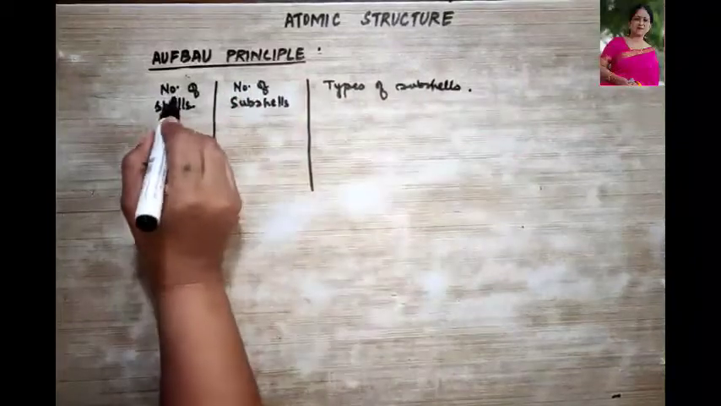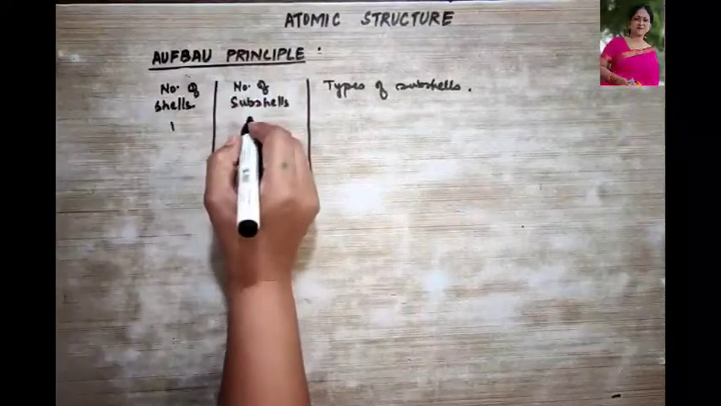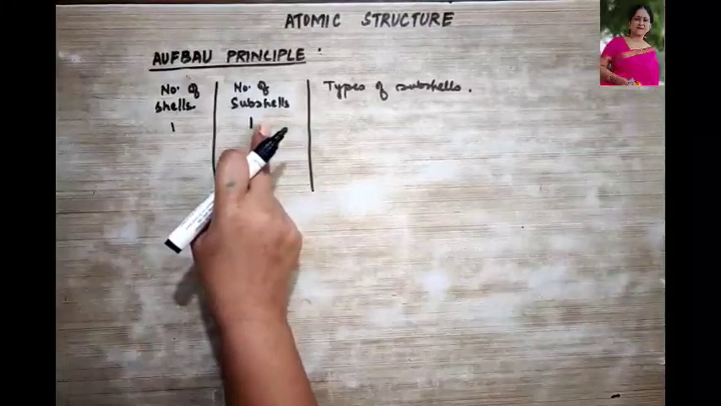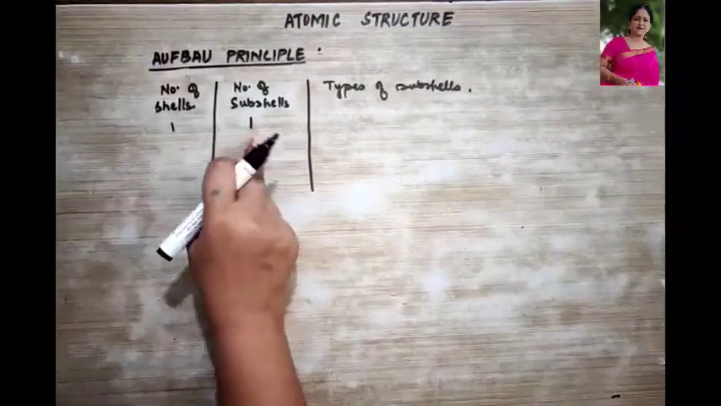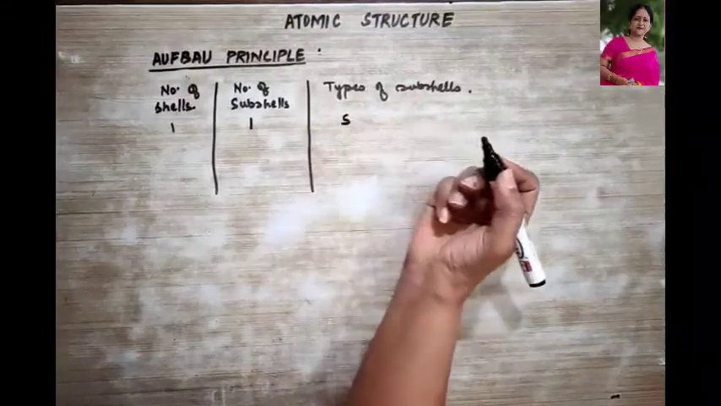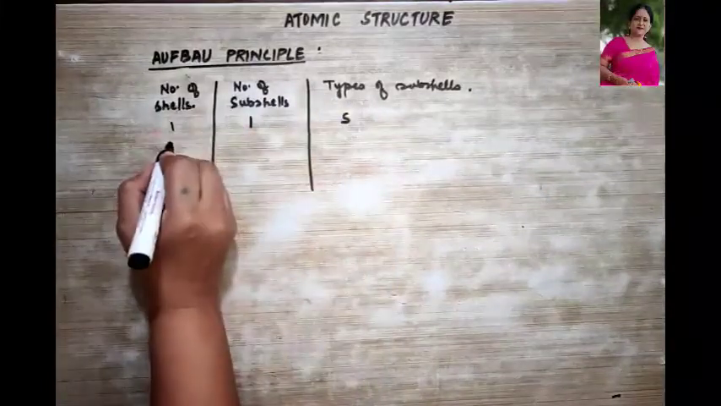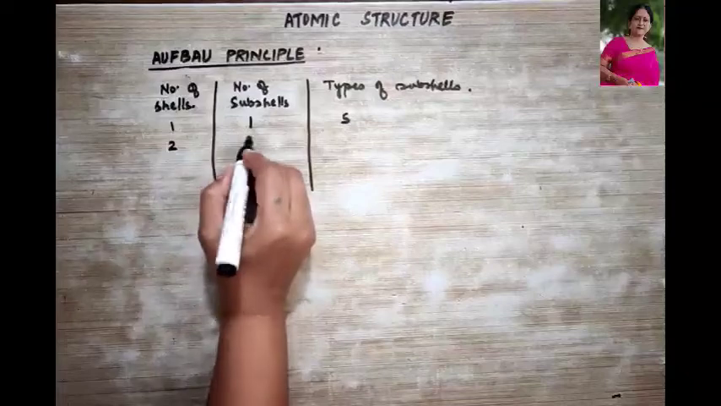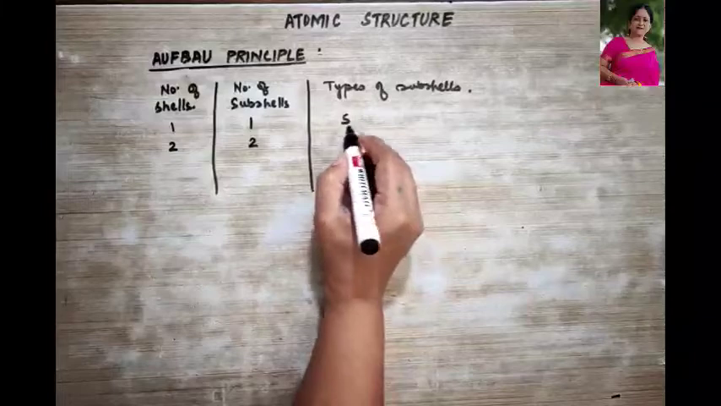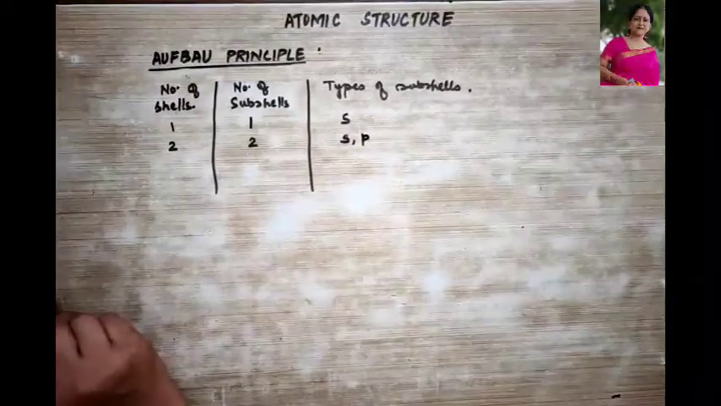Okay, so let's come over here. If there is one shell, then the number of subshells is also 1. That means the number of shells will always be equal to the number of subshells. This I am telling you. So what type of subshell will be found over here? Only one type of subshell will be found, that is your S. Now there are 2 shells. So how many subshells will be there? 2 subshells will be there. So what are those 2 subshells? That is your S and your P subshell.